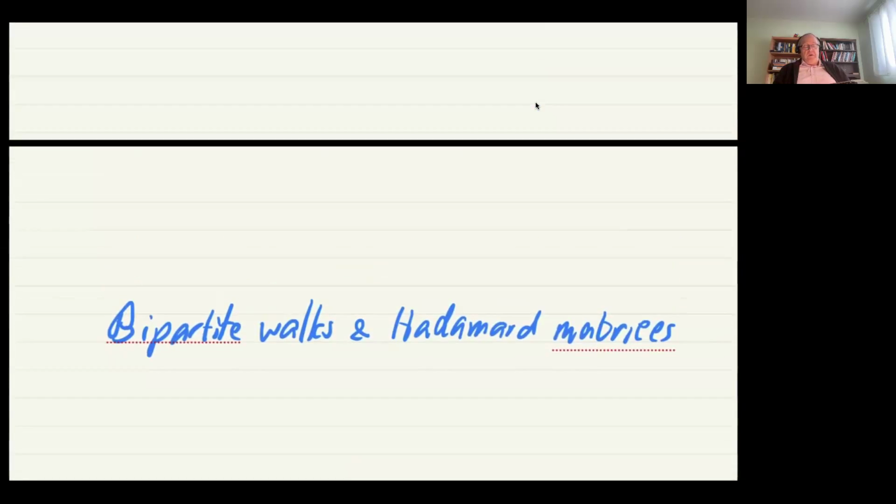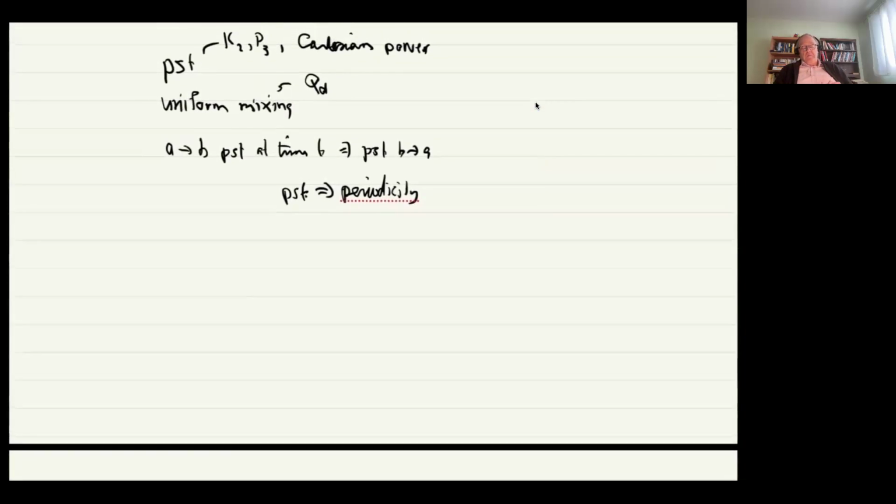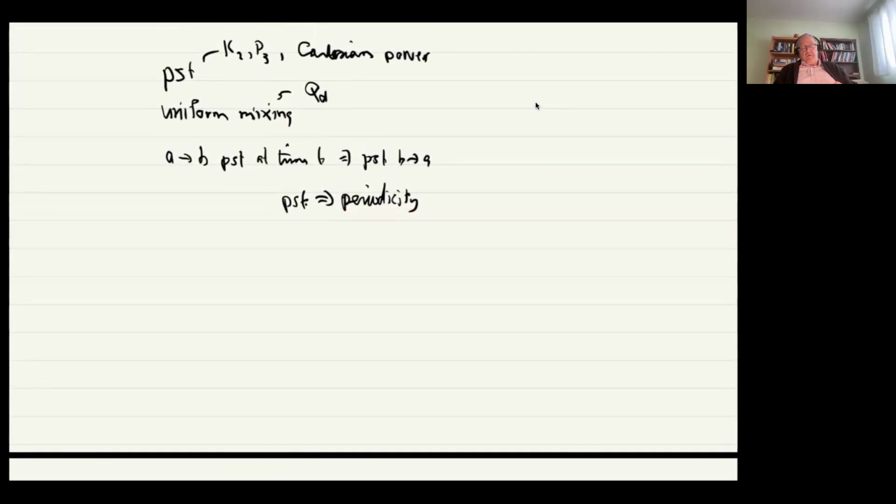Now, one of the things I want to prove fairly soon is that if you look at connected graphs with maximum valency k, so nobody's got valency greater than k, then there's only finitely many such graphs that contain periodic vertices, and so there's only finitely many such graphs that contain PST, and so that tells us that PST is rare. And that proof depends on periodicity.